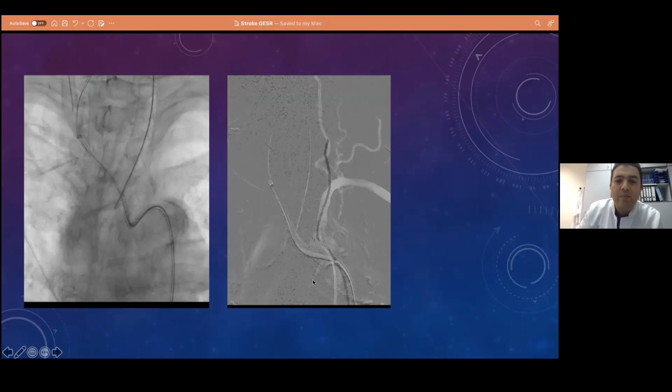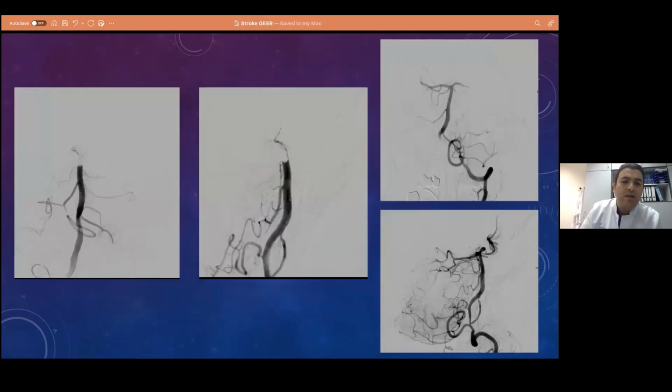And I punctured the left femoral and got the second catheter in the left vertebral artery to do my controls because I cannot see anything from the right side. So this picture was over the microcatheter I got in the basilar artery. In the lateral view, you see here the thrombosis in the distal tip of the basilar artery.